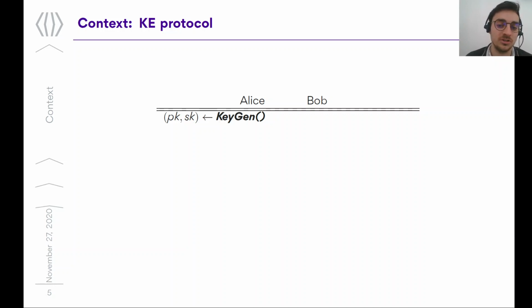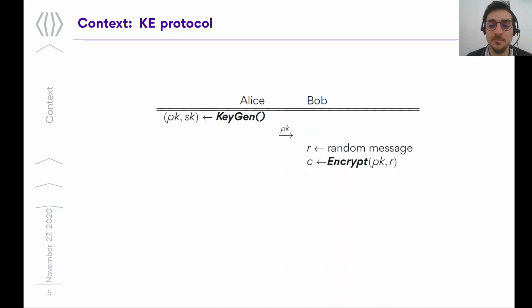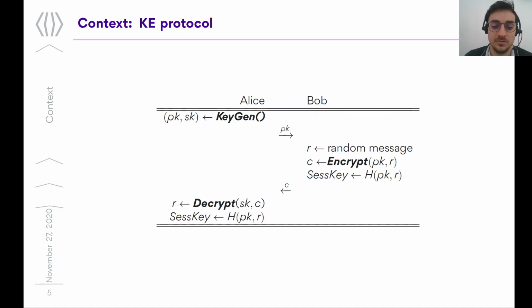So what is in general a key exchange? Suppose that Alice and Bob want to agree about a common session key. So first Alice generates a key pair. She sends to Bob her public key, and with this public key Bob encrypts a message R to obtain a ciphertext C. By hashing Alice's public key and R, he obtains his session key. Then he sends to Alice his ciphertext. To obtain R, Alice decrypts C with her secret key, and to obtain the same session key, she hashes her public key with the plaintext R.